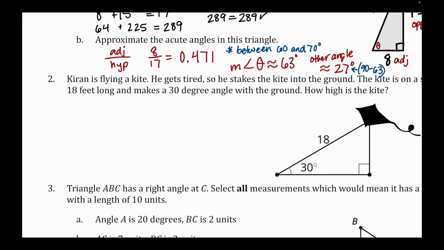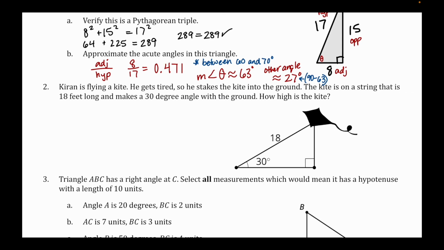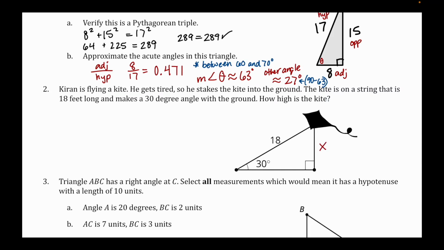We didn't have to draw it ourselves. Kieran is flying a kite. He gets tired, so he stakes the kite into the ground, and the kite is on a string that is 18 feet long and makes a 30-degree angle with the ground. How high is the kite? So I'm going to label what they want us to find here as X, and that is the height. It's the vertical leg there, and so that's what they want us to find.